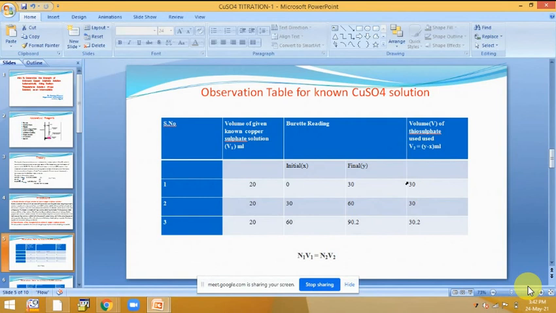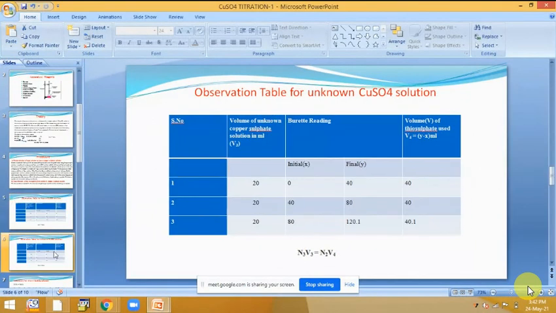So to confirm our reading, we have to repeat 3 times. You can do it 4 times, 5 times, but minimum 3 times. That means for known solution, it is 3 times. For unknown solution, it is 3 times. You have to repeat the titration, the same titration, 6 times in total.